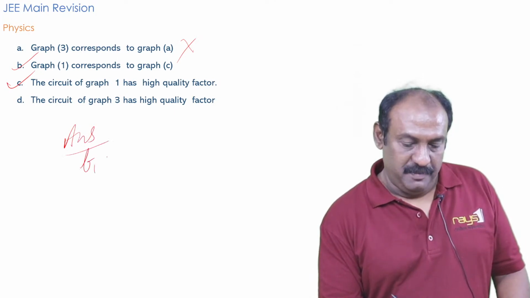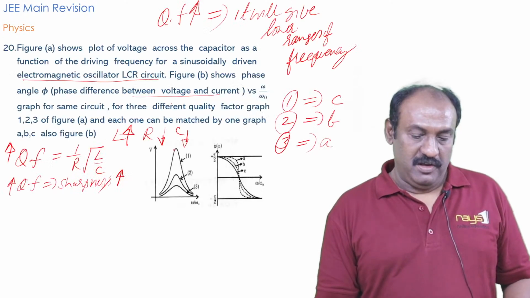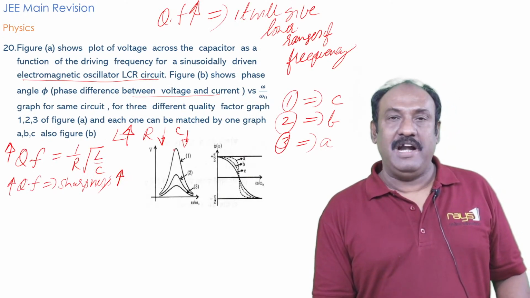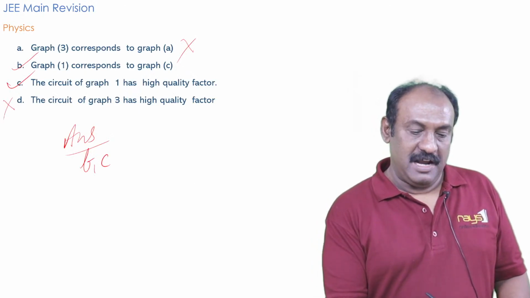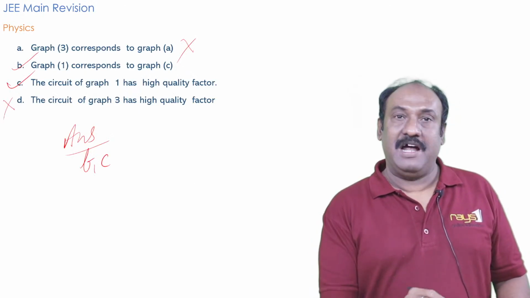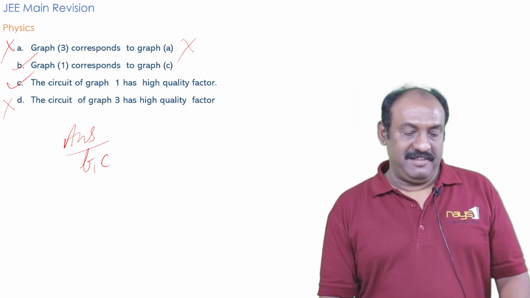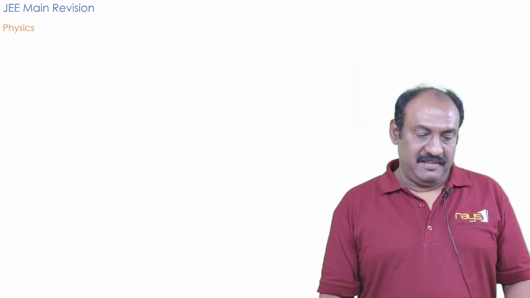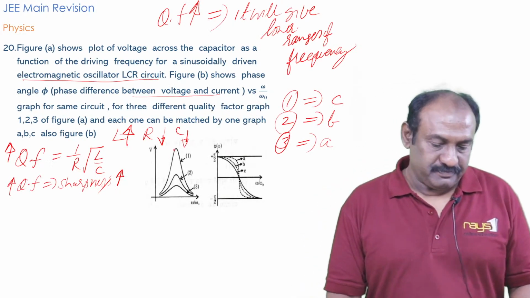Answers B, C. And circuit 3 has higher quality factor? No. Circuit 3 has lower quality factor because sharpness is less. So it is wrong. As graph 3 corresponds to graph A. No, graph 3 corresponds to graph C. So on that basis, the answers are B, C for question number 20.